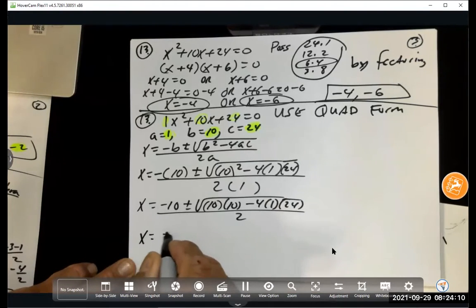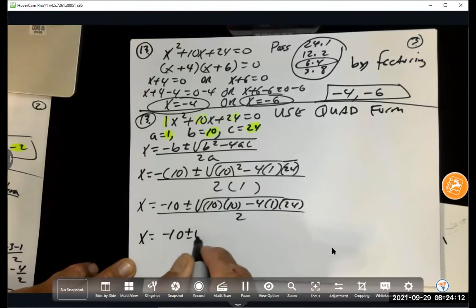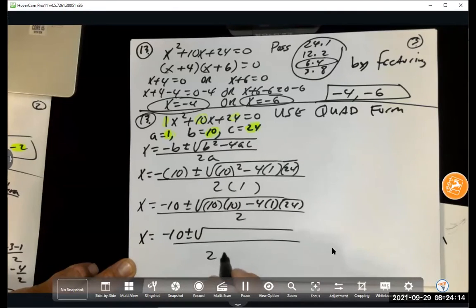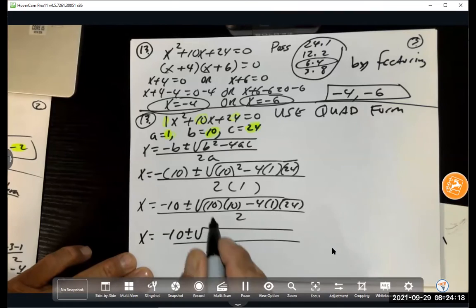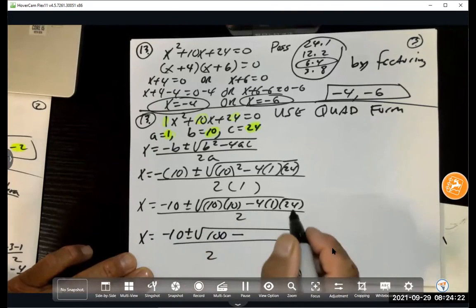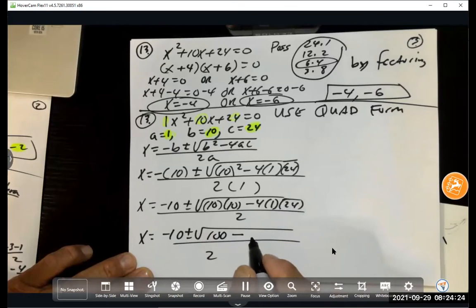So it's going to be -10 plus or minus, you told me, 10 times 10, which is 100, minus 24 times 1 times 4. Give me those numbers: 4 times 1 times 24. Doing the calculator.